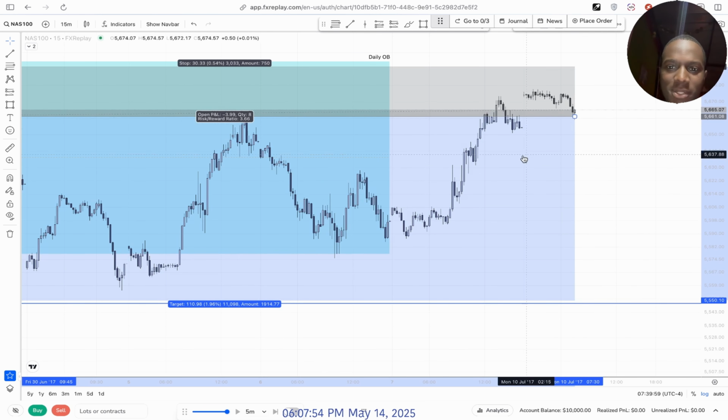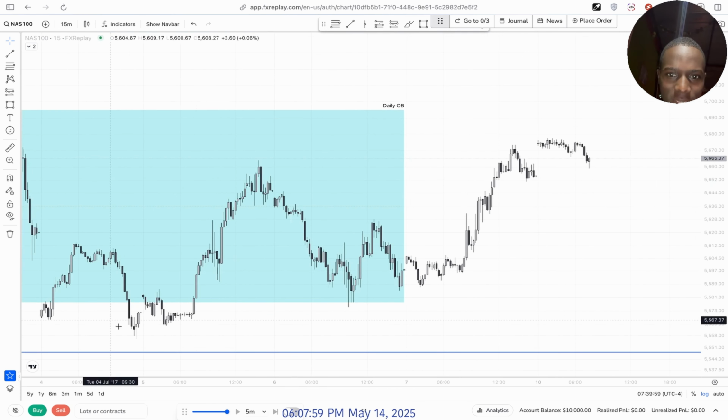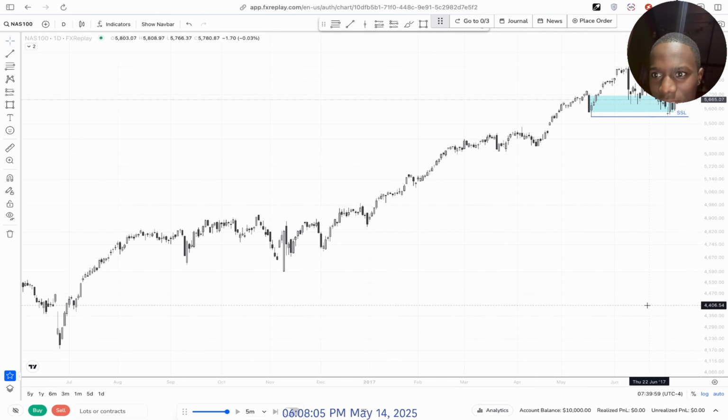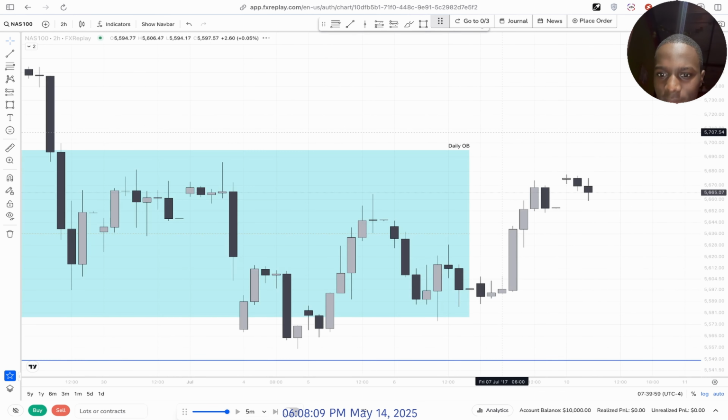I think I'll get out at break even, man. I won't even keep this trade. Break even one. Look at this day. When you go to daily time frame, you can see that these days were a bit crazy. When you go to the 2 hour, you can see it was choppy. Look at these candles, man.